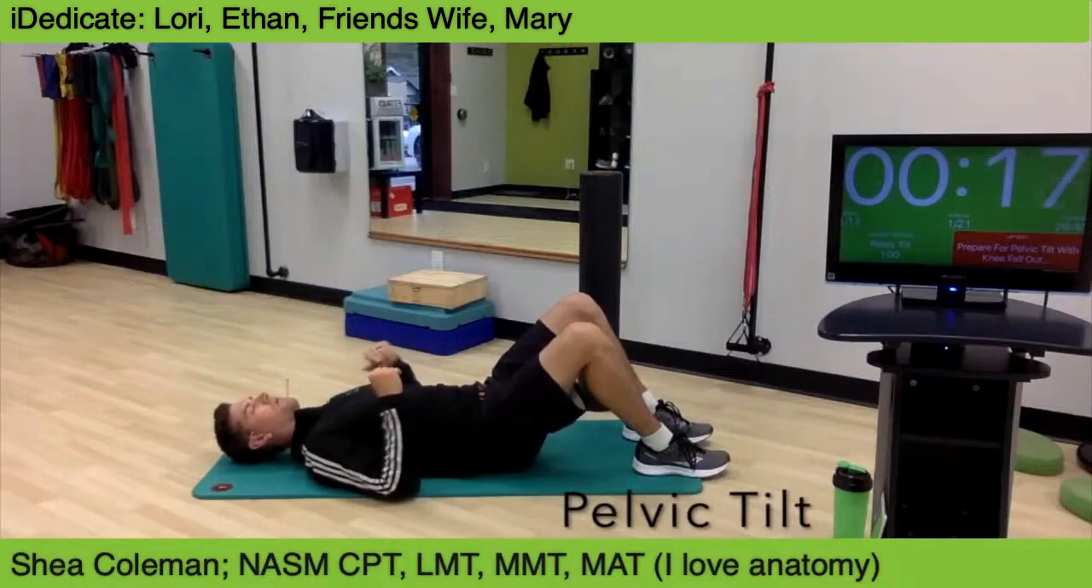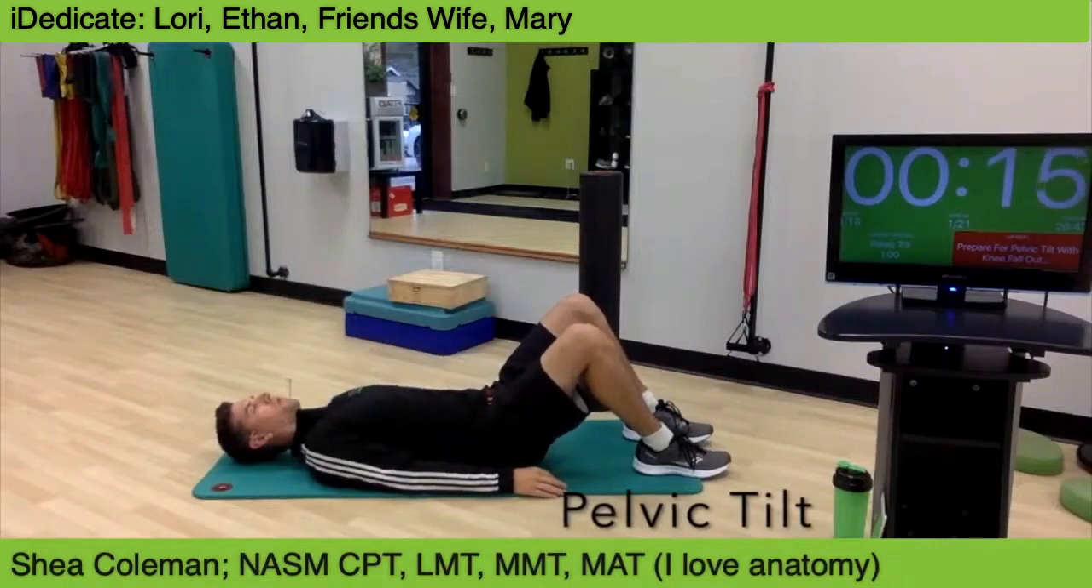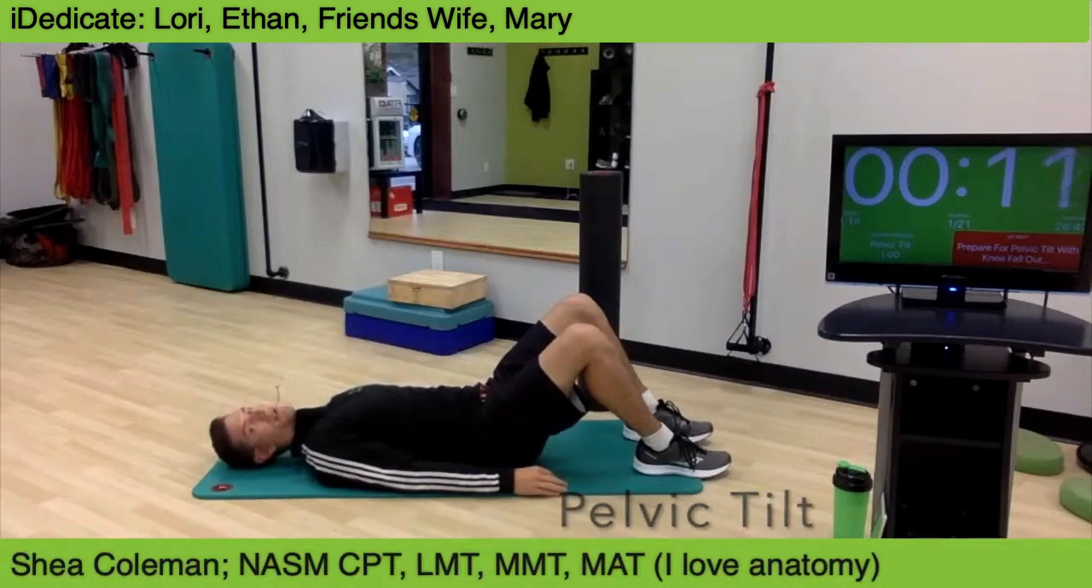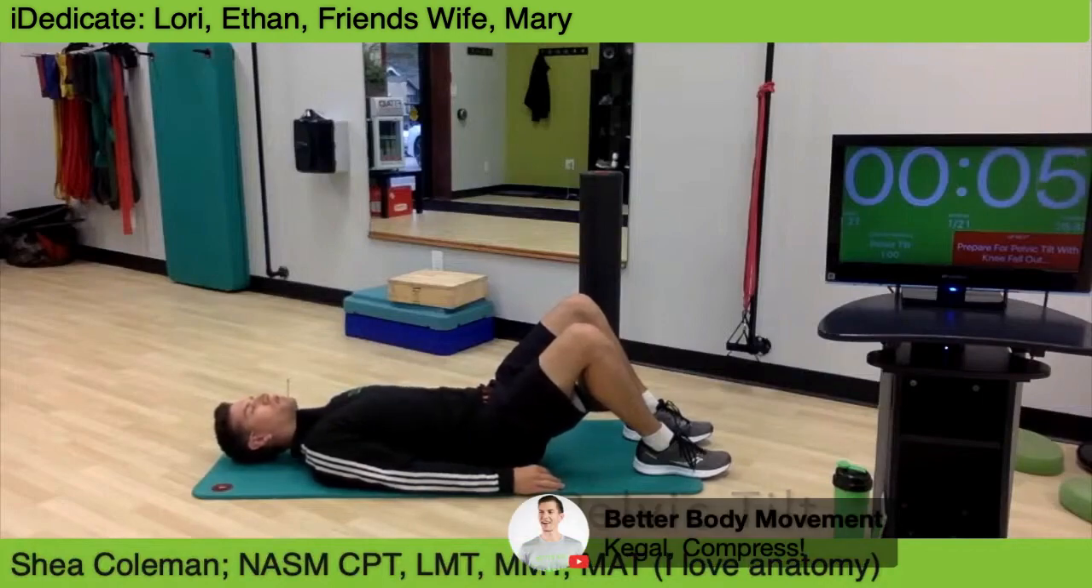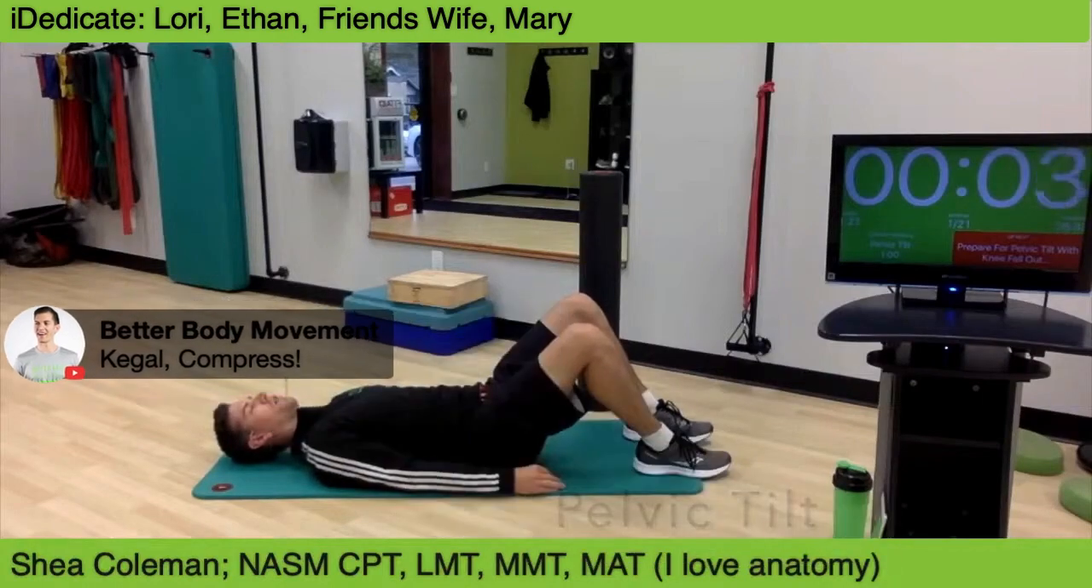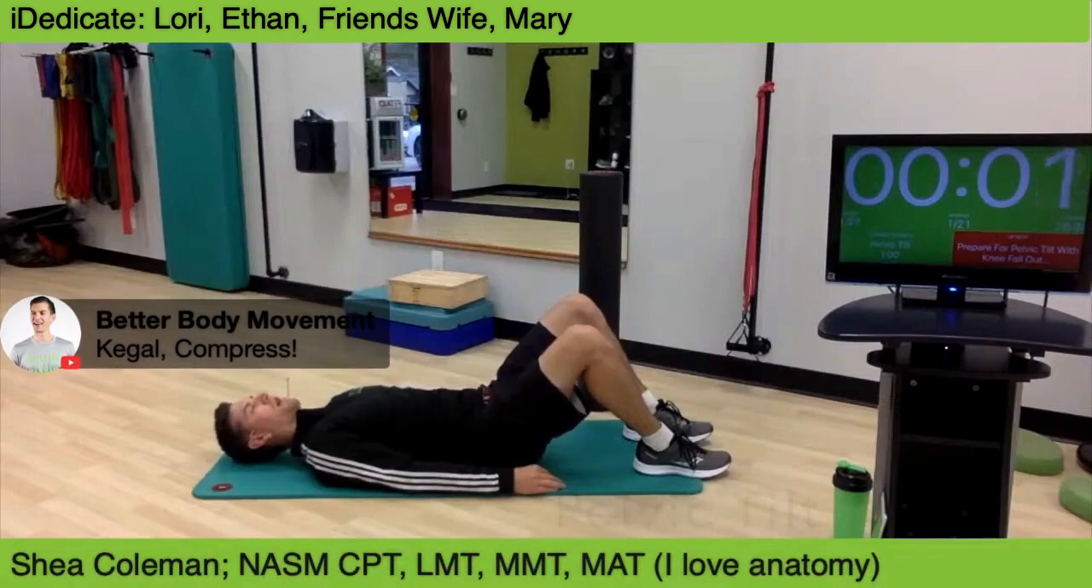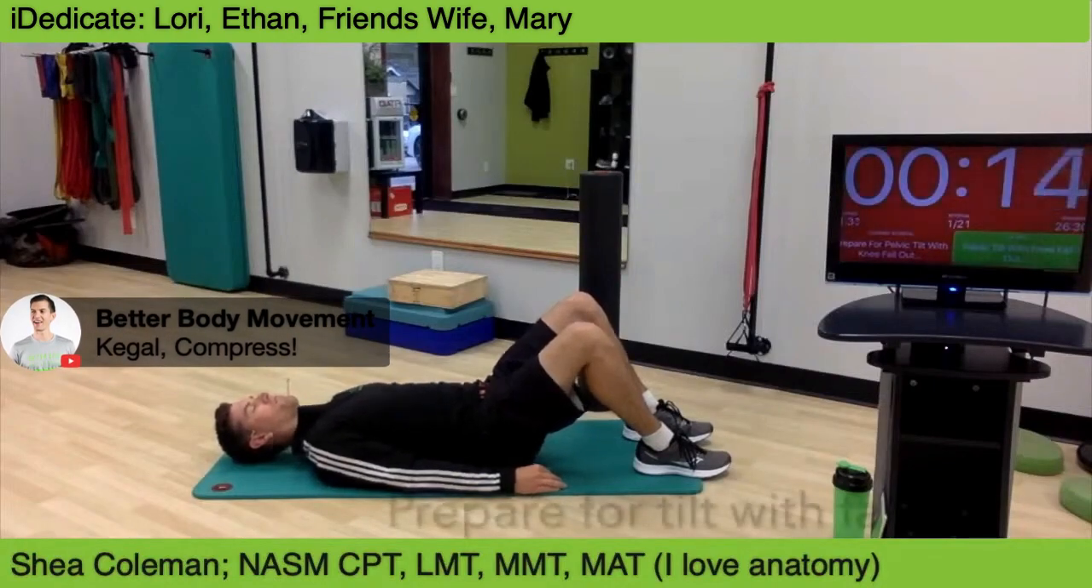Now, we call it a pelvic tilt because it should roll the pelvis so your tailbone's lifting off the floor. Do not make that happen by pushing your feet in the ground. We want light feet. Make it just come from the core, pinning the belt to the floor. 3, 2, 1. Prepare for pelvic tilt with me.